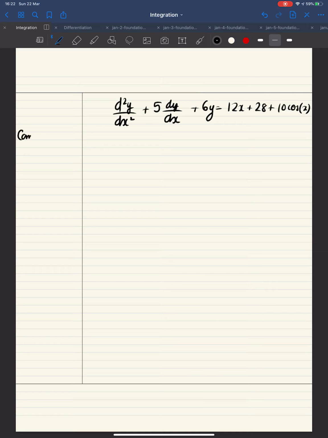So we start with a complementary function. This is a recap because I've already done this once. It's how I would say it in an exam. Complementary function first of all: k squared plus 5k plus 6.